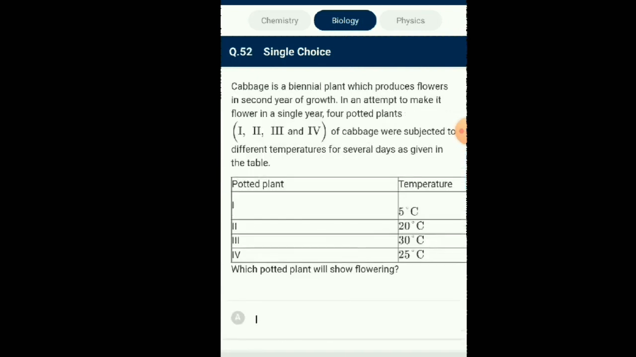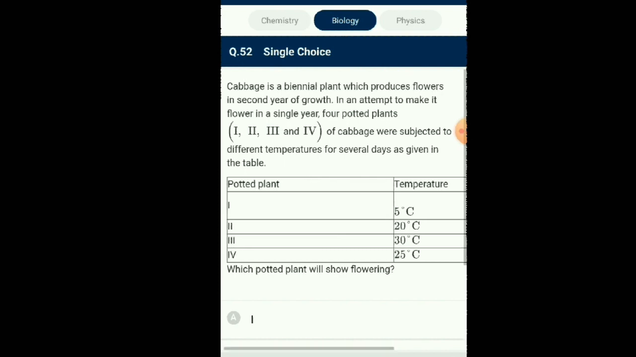Question number 52. Cabbage is a biennial plant which produces flowers in the second year of growth. In an attempt to make it flower in a single year, four potted plants, such as 1, 2, 3, and 4, of cabbage were subjected to different temperatures for several days as given in the table. Which potted plant will show flowering? So see the tabular column which is given.